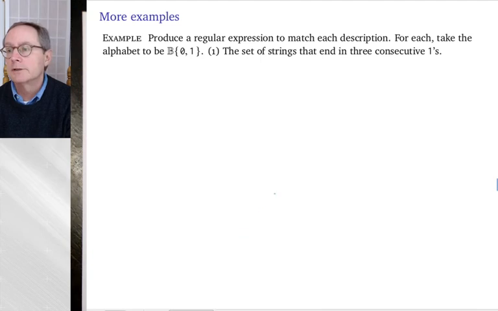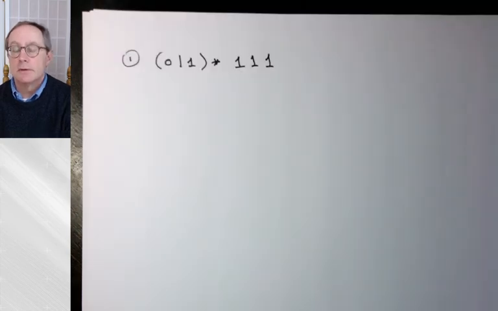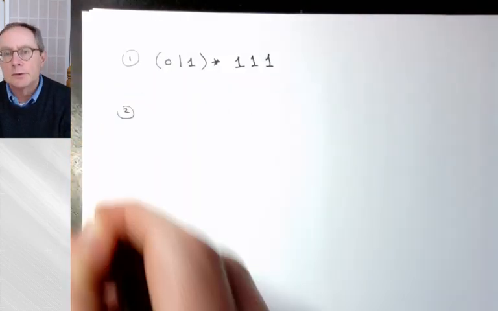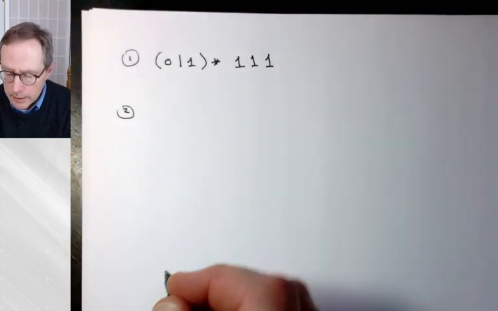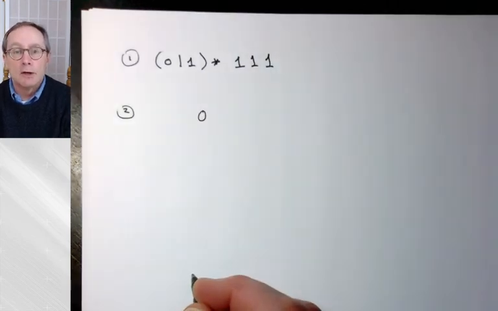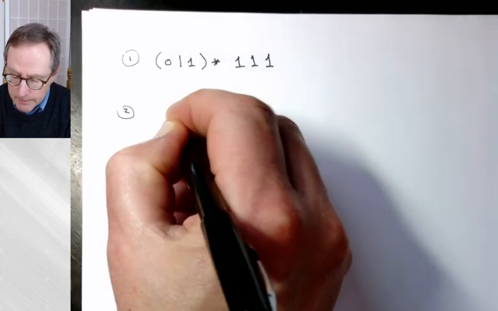Let's try the next. The set of strings with at least 1 0. Okay, so somewhere in there you've got to have a 0. But before it, you could have any old junk, and after it, you can have any old junk. So I'll write it this way.